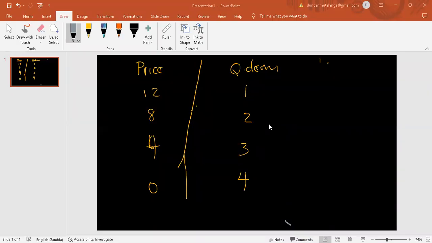So for the first one, I said we find B, isn't it? Now to find this B, you need 2 points on the demand schedule. It doesn't matter which one you pick, so you can just pick 2 points. Maybe in my case, I would love to use this and these to be my 2 points.